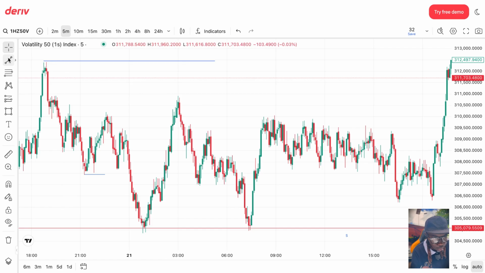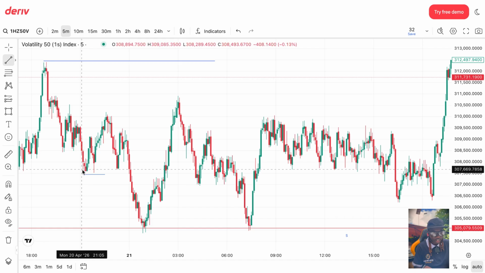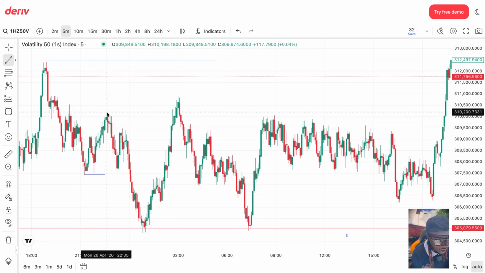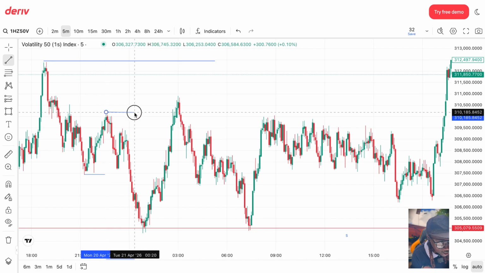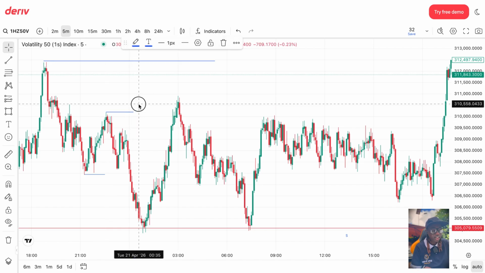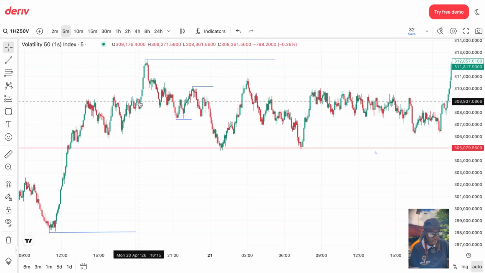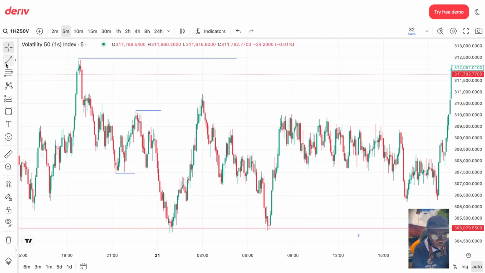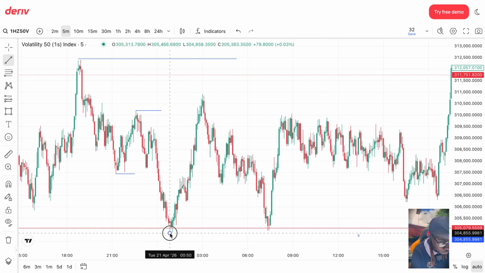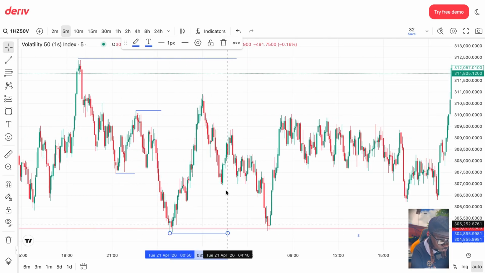We had that low because price here had already changed structure. You can see we had this change of structure here, and after this change of structure, price gave us this low. After giving us that low, price came and gave us that lower high, and after price gave us that lower high, we had a new low or a new lower low like that.